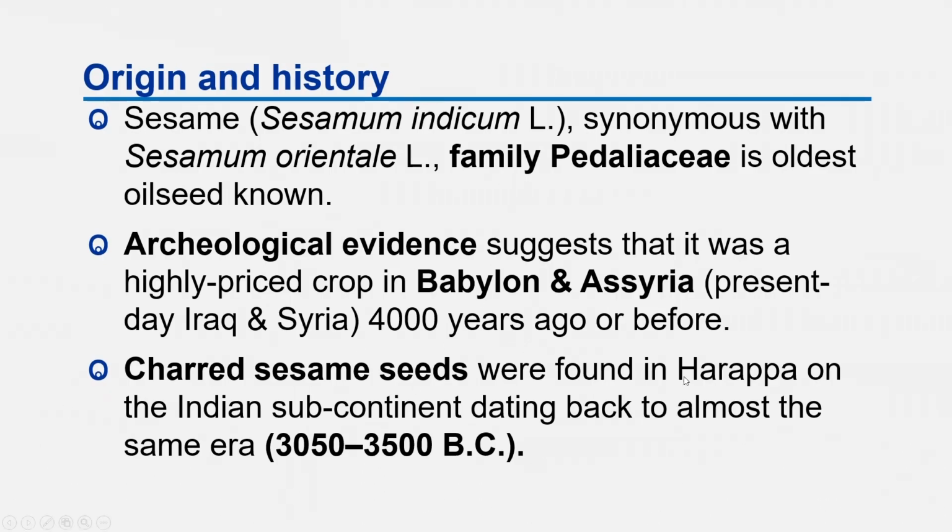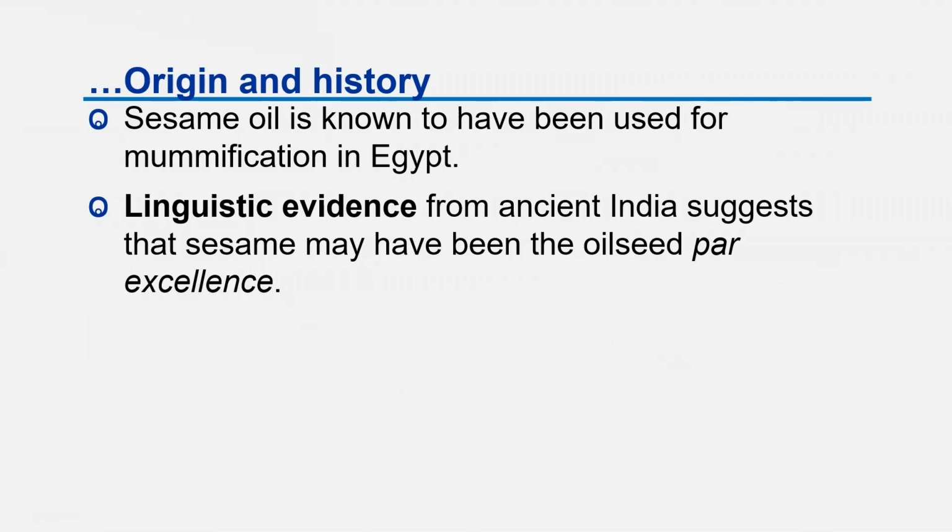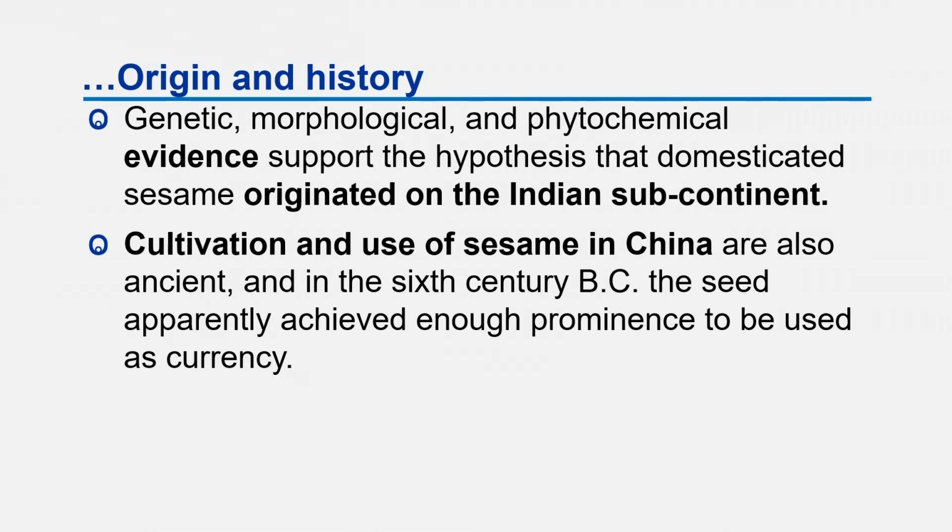Charred sesame seeds were found in Harappa on the Indian subcontinent dating back to almost the same era, 3050 to 3500 BC. So, it suggests that India could have used til at that stage. Sesame oil is known to have been used for mummification in Egypt. As you know, in Egypt people prepare mummies. Linguistic evidence from ancient India suggests that sesame may have been the oilseed par excellence. Genetic, morphological and phytochemical evidence support the hypothesis that domesticated sesame originated on the Indian subcontinent. So, there is evidence which proves that this crop originated in the Indian subcontinent.